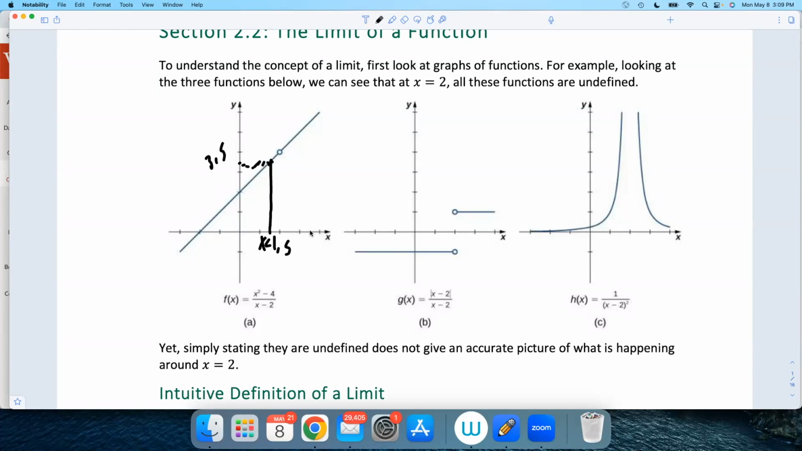What if I'm coming from this direction? I'm walking backwards on this curve here, getting closer and closer to x equals 2, to that empty circle there. My y values are getting closer and closer to 4. Now, they never actually reach it, but I don't care what happens when I get there. I'm not allowed to get there. I'm not allowed to plug 2 into this function. But as I get closer to 2, the y values are getting closer to 4. That's what we call a limit.